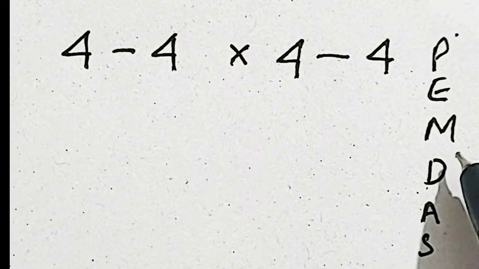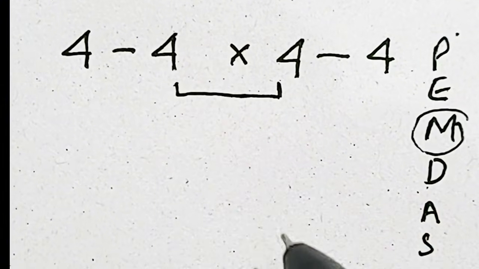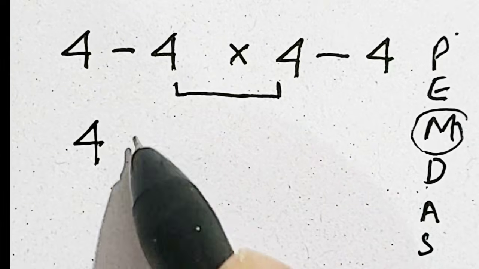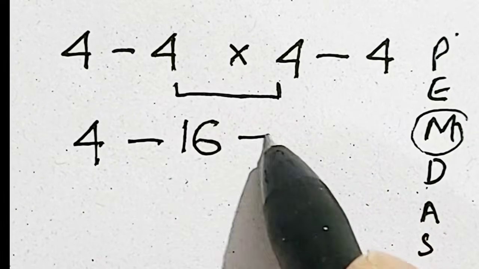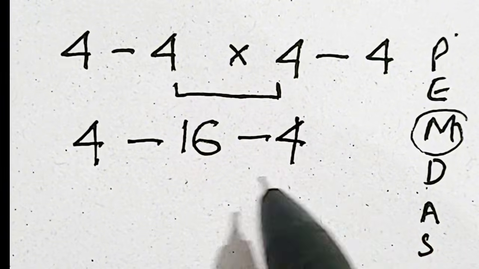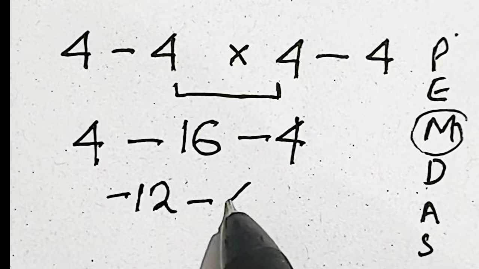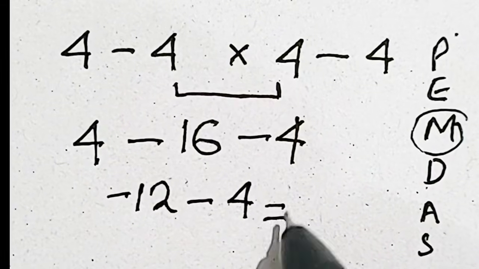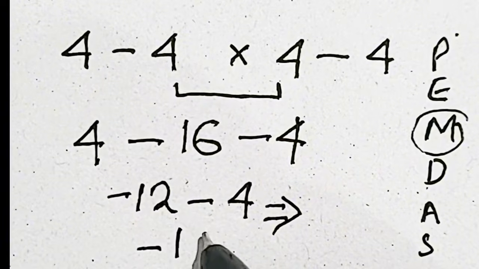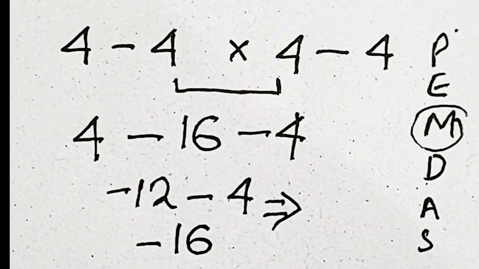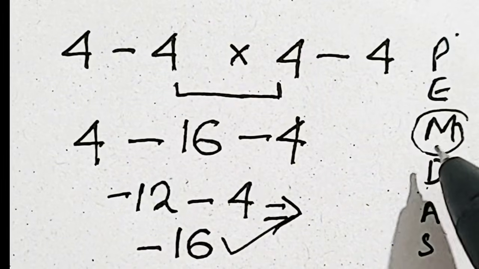According to this rule, we have multiplication. So the first step is to handle multiplication. 4 will be as it is, minus 4 times 4, which is minus 16, minus 4. Now 4 minus 16 will be minus 12, minus 4, which will be solved to get minus 16, which will be the correct answer according to the PEMDAS rule.